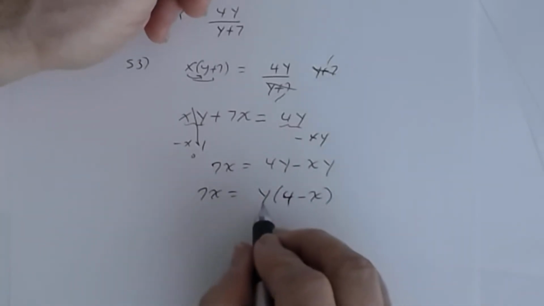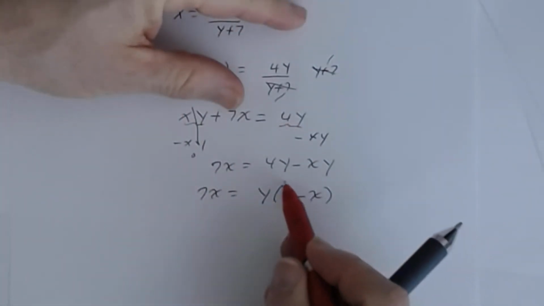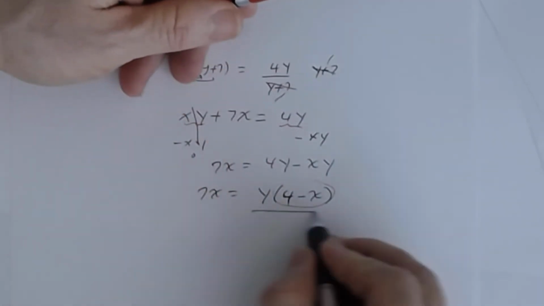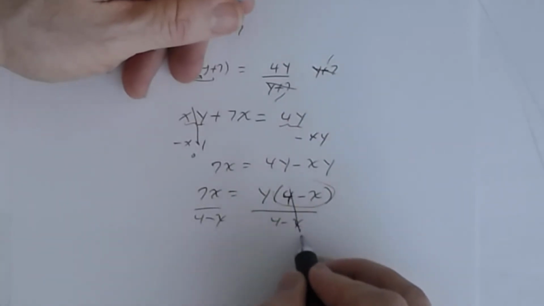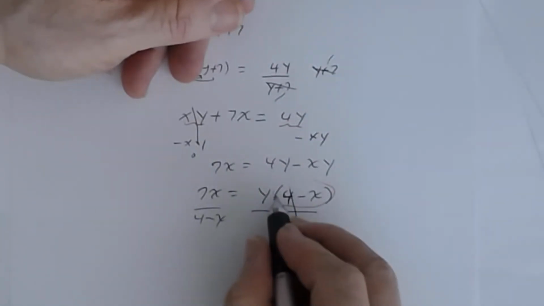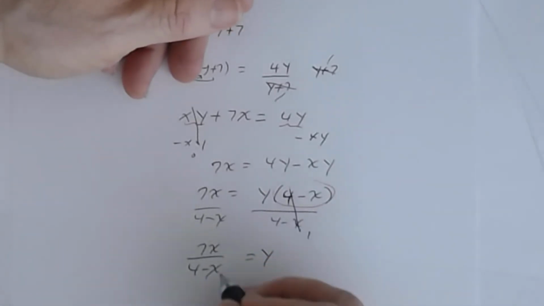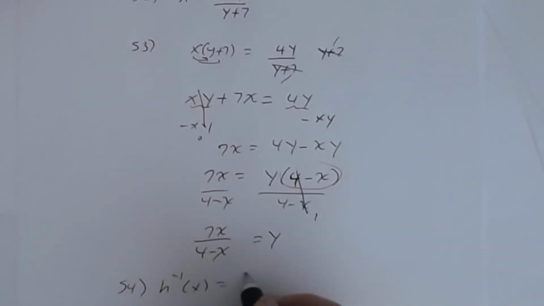And all you do to get y by itself, right now you're multiplying by 4 minus x, so the opposite of multiplying by 4 minus x is to divide by 4 minus x. And these 4 minus x's as factors divide out. So you get y equal 7x divided by 4 minus x, and you're done. So step 4 is to tell me what my inverse function is. So this is h inverse. H inverse of x is 7x divided by 4 minus x.